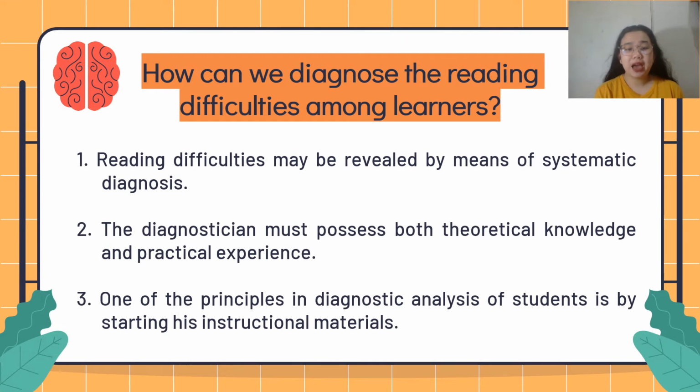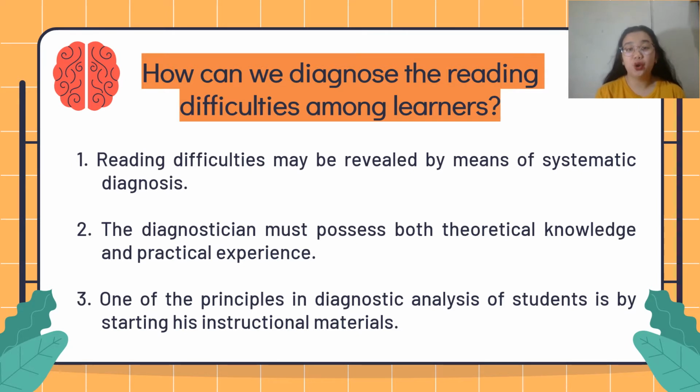And now, how can we diagnose the reading difficulties among readers? And here are some. Number 1. Reading difficulties may be revealed by means of systematic diagnosis. Decode pointed out that the heart of diagnosis is an intelligent interpretation of the facts. Number 2, the diagnostician must possess both theoretical knowledge and practical experience.